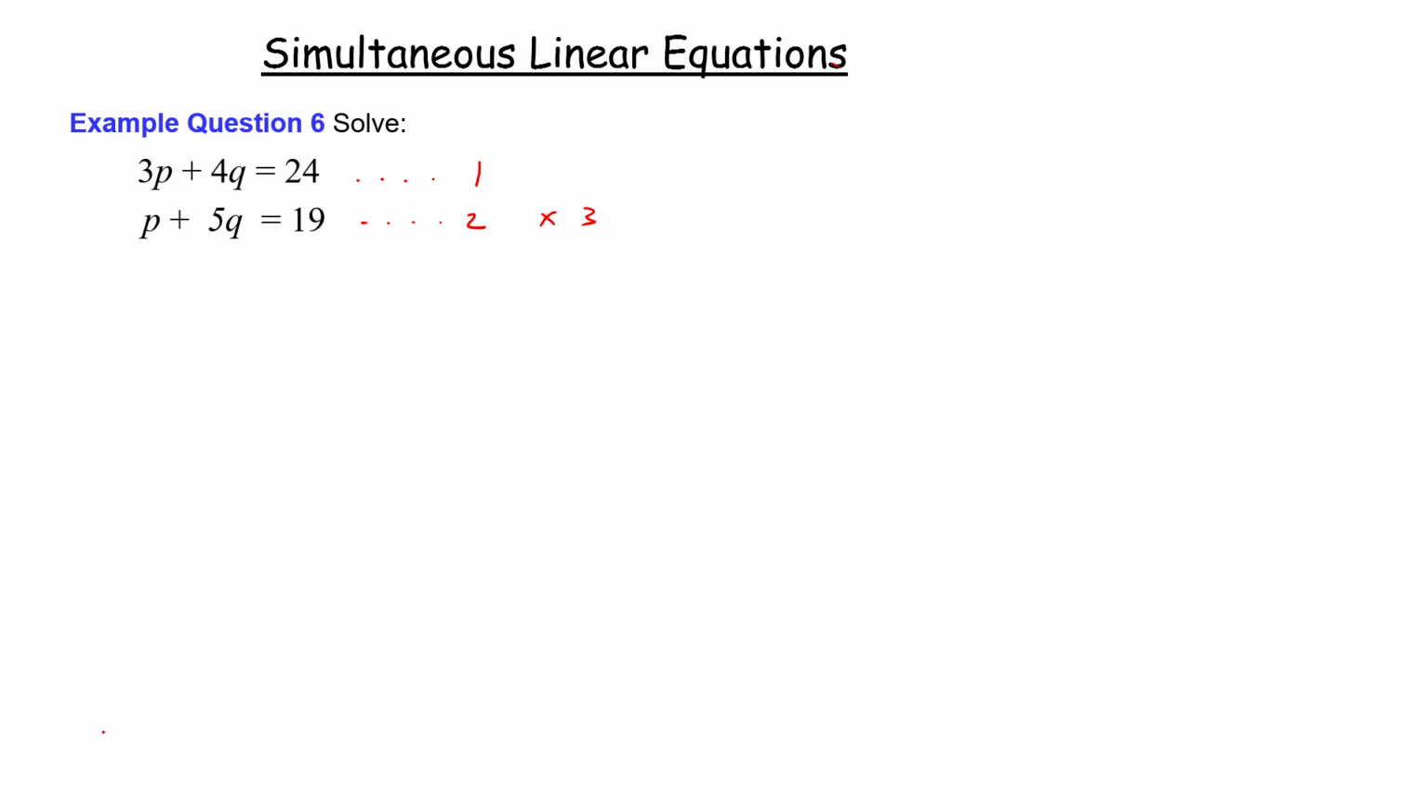I tell you what, let's write it in full. Otherwise we'll get bad habits forming, and we don't want to do that while you're not in class. So let's go back to the red pen. So we'll say multiply equation 2 by 3. If I do that, I've got to multiply all the terms by 3. So that means I've got 3 times p is 3p plus 5 times 3, 15q is equal to 19 times 3, which is 57. And that's a new equation, so we'll call that equation 3. And equation 1 is 3p plus 4q equals 24, equation 1.